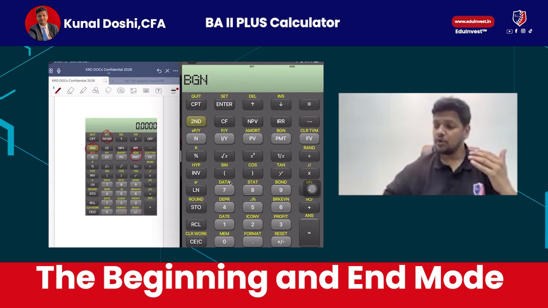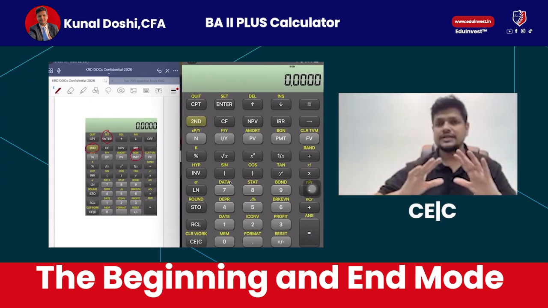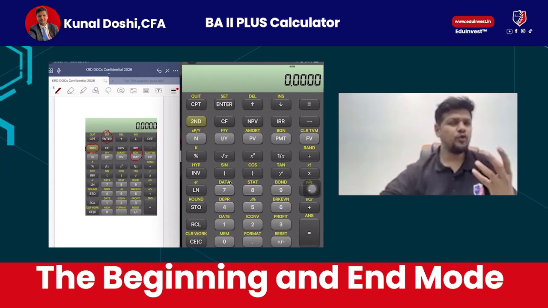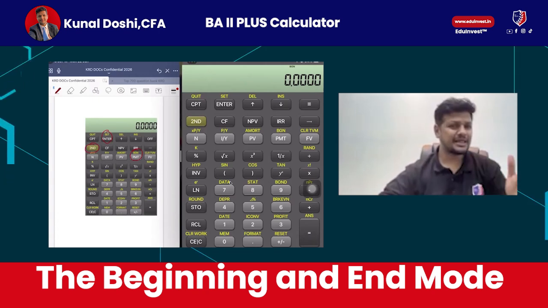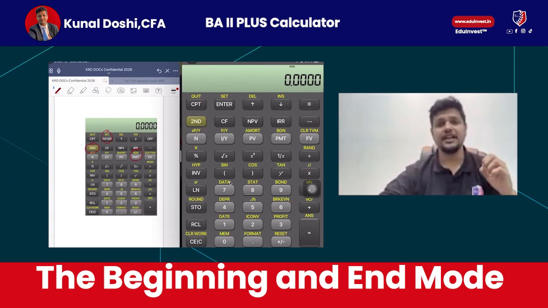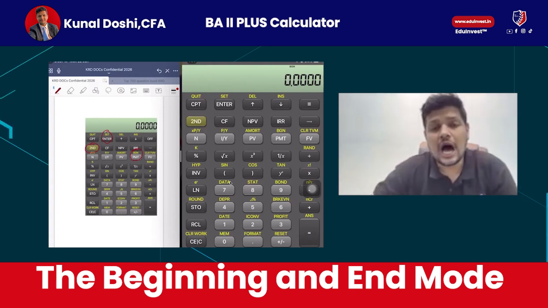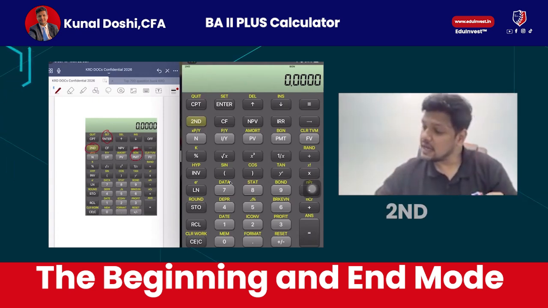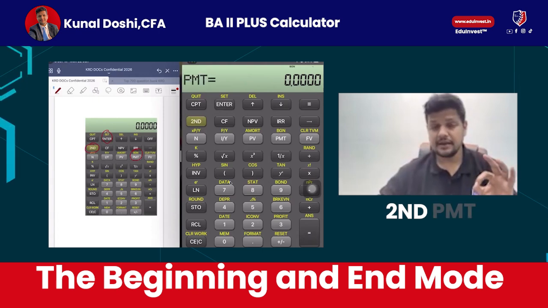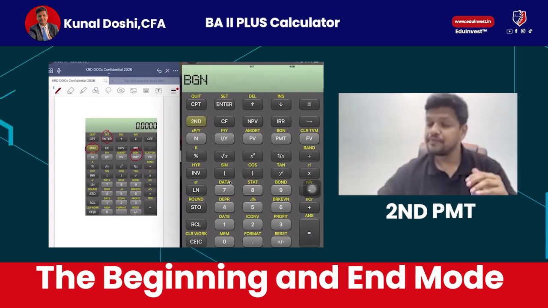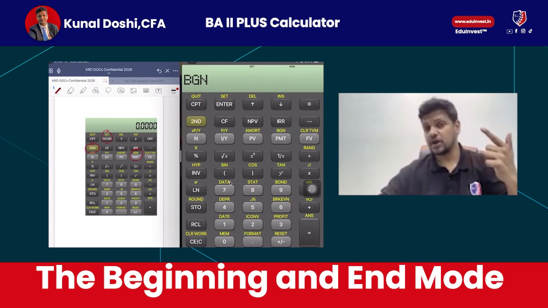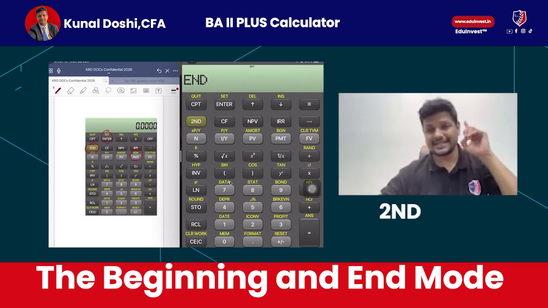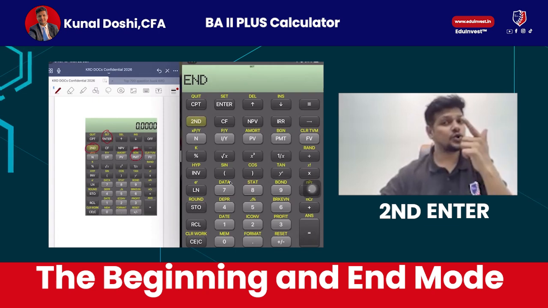Now from the beginning mode, when you press clear, you will see the calculator always shows the beginning mode on the top. However, very few calculations are in beginning mode, except the retirement planning calculations in time value of money. Otherwise, most of the cash flows are in the end mode. So to go back to the end mode, you press second PMT and then second enter. Now it shows the end mode.